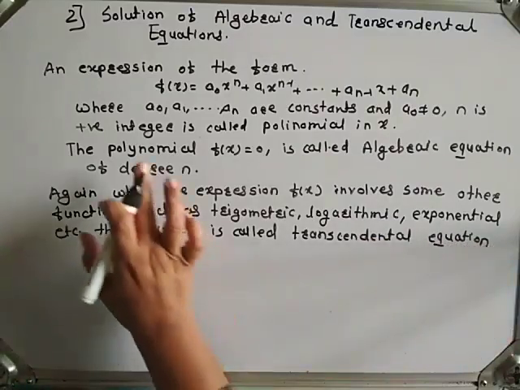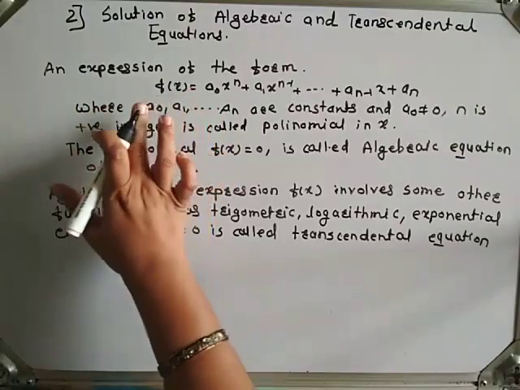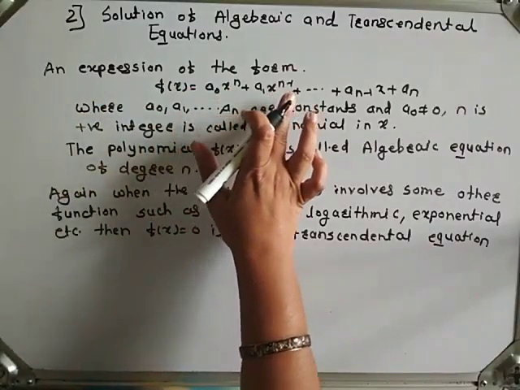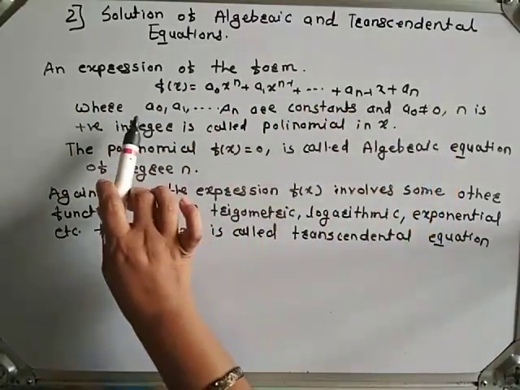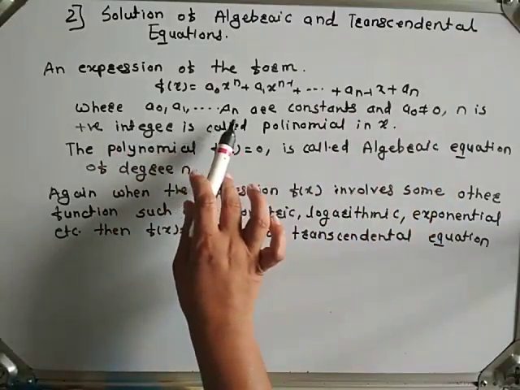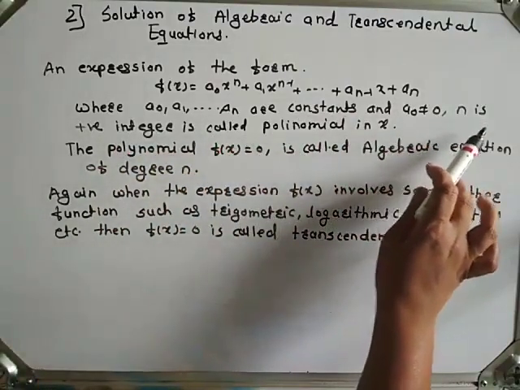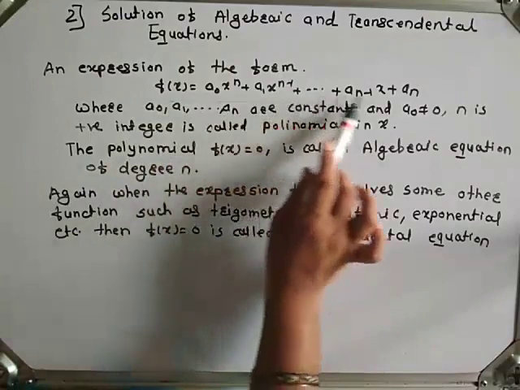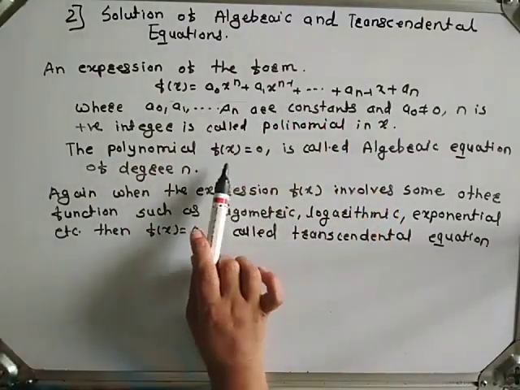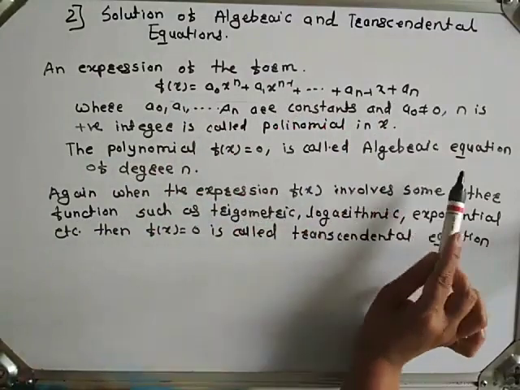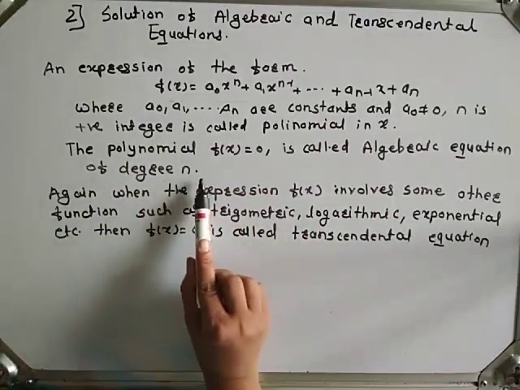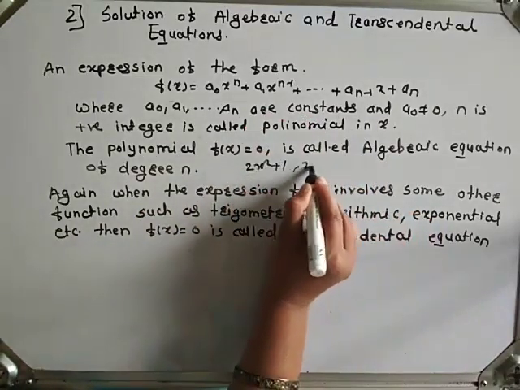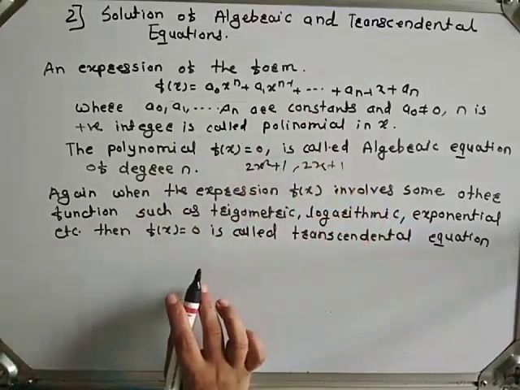See here, all of you know that an expression of the form f of x is equal to a0 x raised to n plus a1 x raised to n minus 1 plus and so on up to plus an, where a0, a1 and so on up to an are constants and a0 is not equal to 0, and n is a positive integer, is a polynomial in x. When the polynomial f of x is equal to 0, it is called an algebraic equation of degree n. That is, expressions of the form 2x square plus 2x plus 1 are algebraic equations.